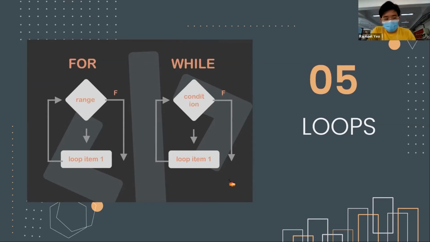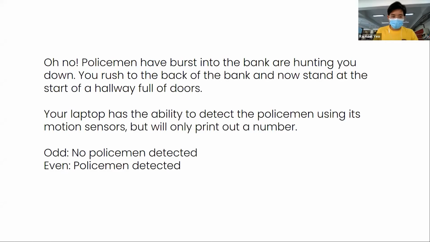Okay, now let's go to loops. First, let's carry on with the story. Oh no, the policeman has burst into the bank and is hunting you down now. You have gotten the diamond because you're very good at conditionals, right? But now you have to run away from the policeman. So you rush to the back of the bank, and now you're standing at a hallway full of doors.